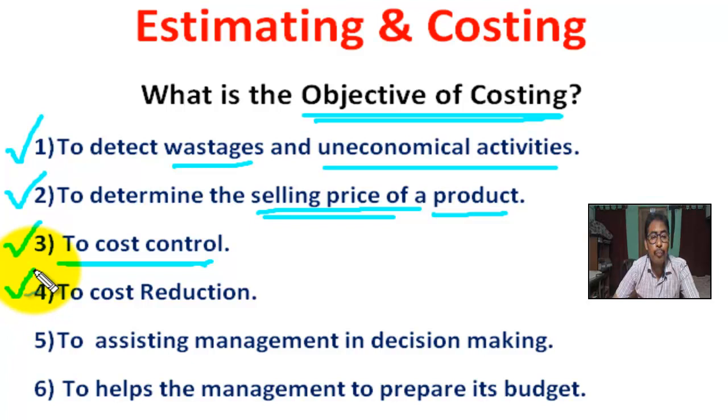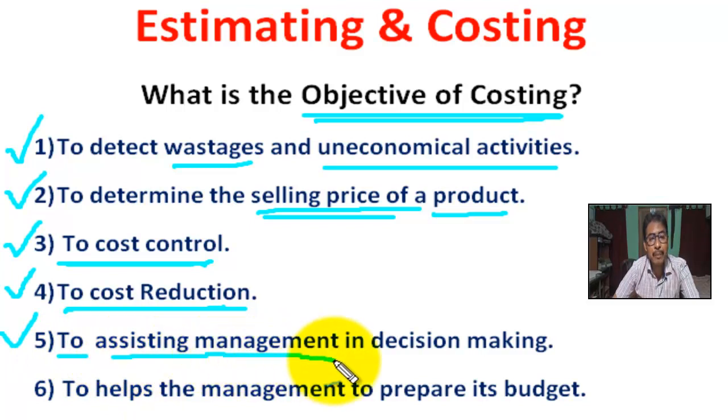Number 4, to cost reduction. Okay. Number 5, to assist management, to help management in decision making. It provides information and data which help management in taking decisions on policy matters of the organization.